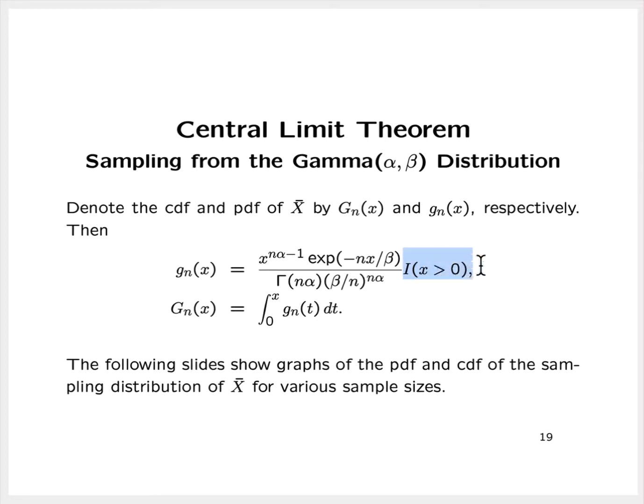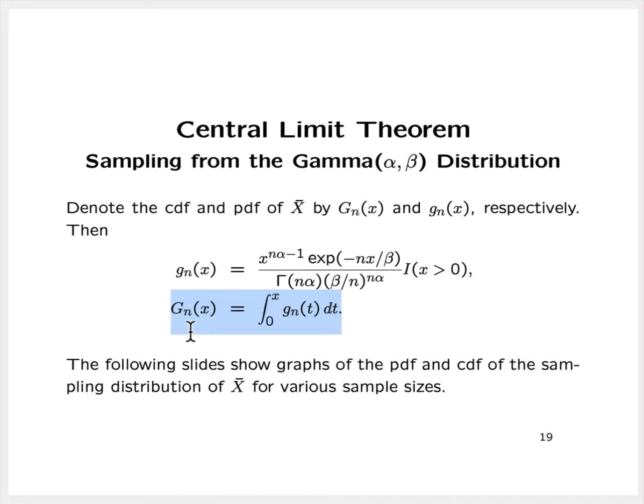And then this is an indicator function, which is 1 if the statement inside the parentheses is true, and 0 otherwise. So this is just a shorthand way of writing a piecewise defined function, which would evaluate to 0 if x was less than or equal to 0. Okay, so we know the exact sampling distribution of the sample mean in this particular scenario, and we can express the CDF of the distribution using this integral expression.